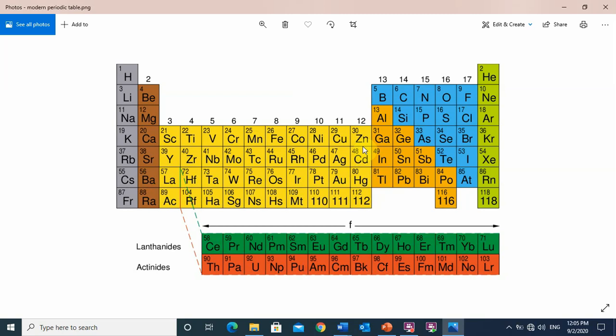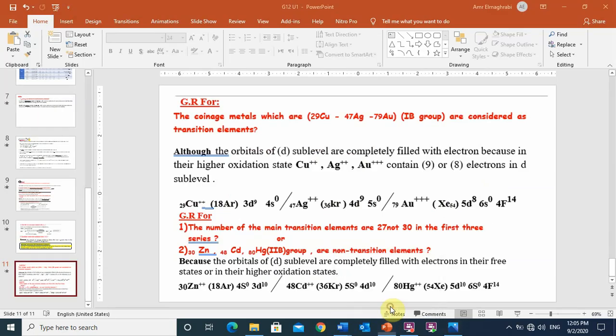Even if we said positive 1 or positive 2, the atom will lose the electrons of the S and will never lose the electron of D. Because of that, it will always have 10 electrons in the D orbital, even in its state positive 2, losing 2 electrons of S but still having 10 electrons of D.